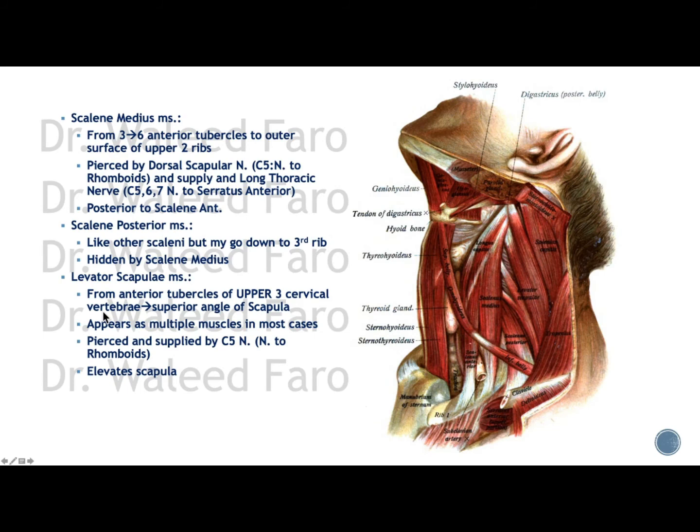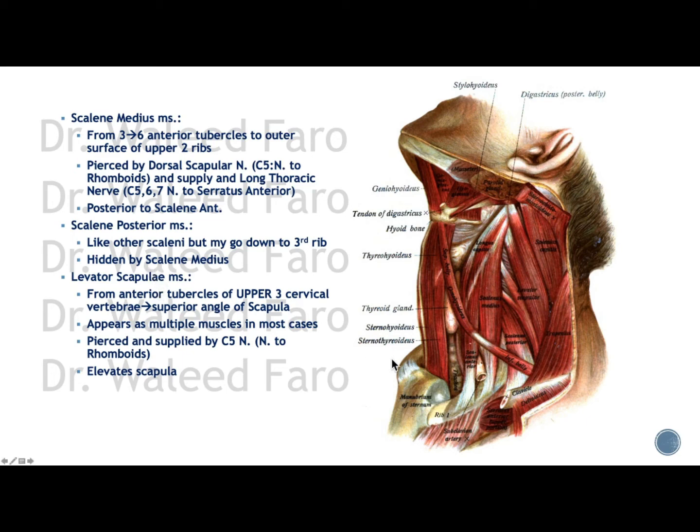Now let's go to the scalene medius. Scalene medius muscle, arising also, I forgot to say that the scaleni arise from the anterior tubercles of the cervical transverse processes, the posterior being the lowest muscle of origin. They don't reach high up, from the third vertebra downwards. Only the levator scapulae, and sometimes the anterior, reaches the levels of C1.